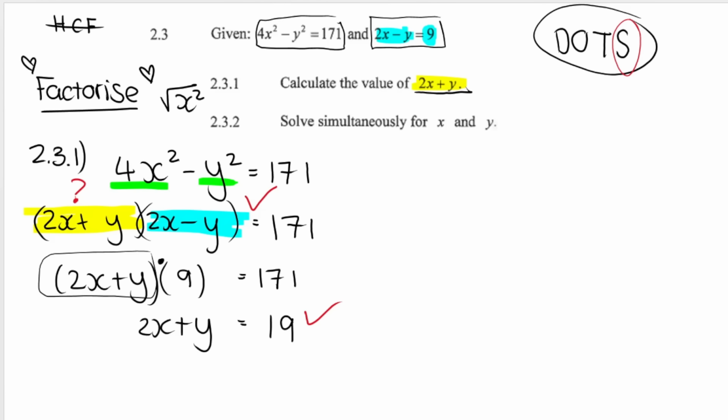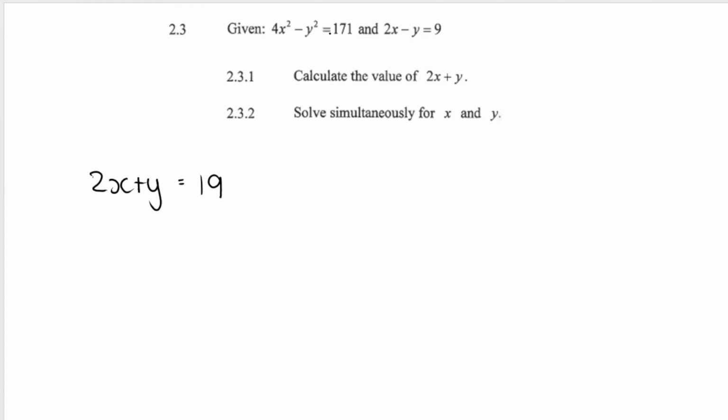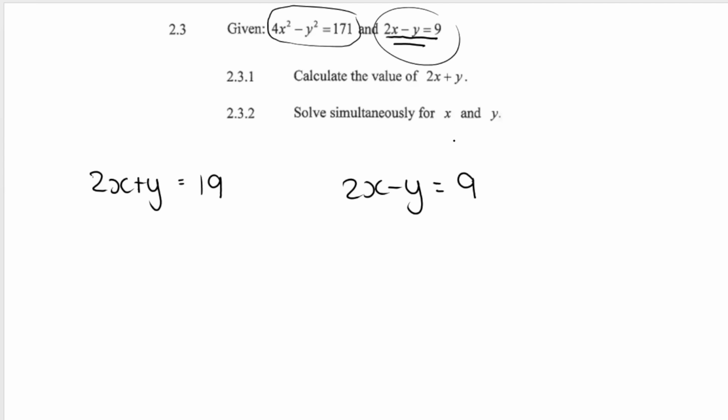Right, now let's solve simultaneously for x and y. So based on the previous question, we manipulated this equation, we factorized it, we used some information that we already knew, and we worked out that we could change this equation to look like this essentially. 2x plus y is 19. The other equation, this one, was 2x minus y equals 9. That's why this question follows on the previous one, because we need to use what we just did in the previous one in order to answer this question.